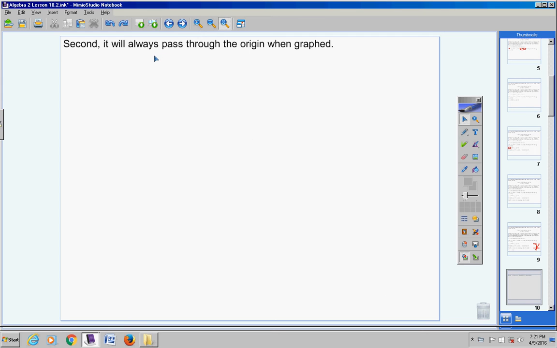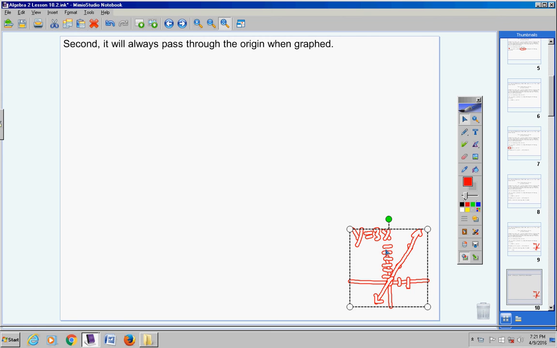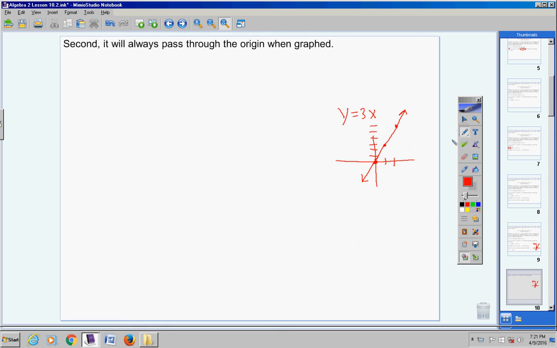Now moving on. Second, it'll always pass through the origin when graphed. Always. Copy that down. Think about it, guys. Here's the graph we just had, okay? This is the graph I just had up there. Look, guys. If you put 0 in for x, what are you going to get out for y? 3 times 0 is 0. 0, 0.